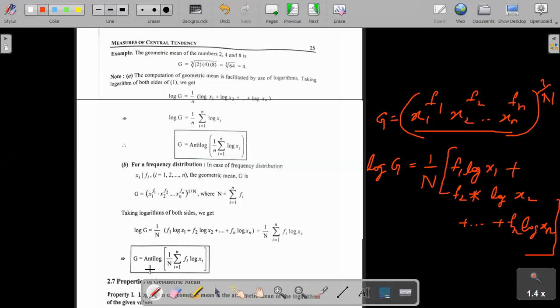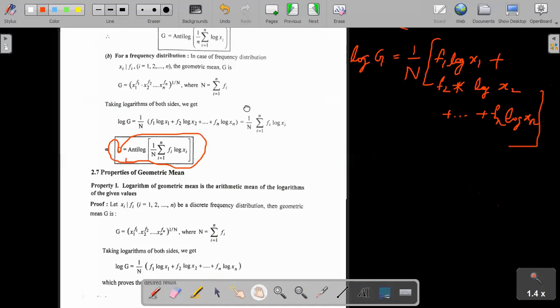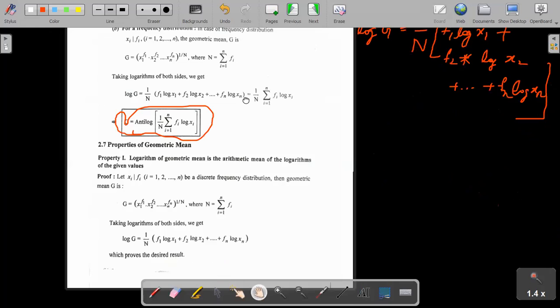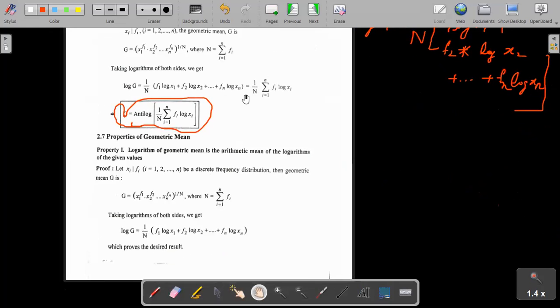He is just telling you how to calculate this value. Otherwise, you know how to calculate this. We can use calculators. Nowadays scientific calculators are there, and we can calculate these values. But is it fine?